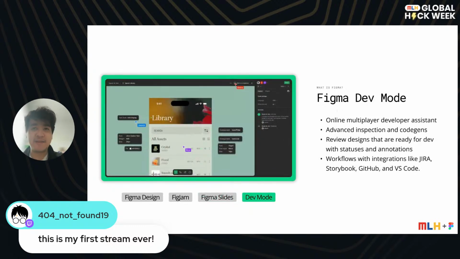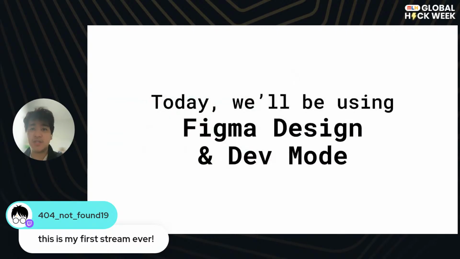And next is Figma Dev Mode. So Figma Dev Mode is an online multiplayer development tool where you're able to work with your peers to convert these designs into code. And we'll talk a little bit more about that towards the end of this workshop. So today, we'll luckily be using Figma Design and Dev Mode.